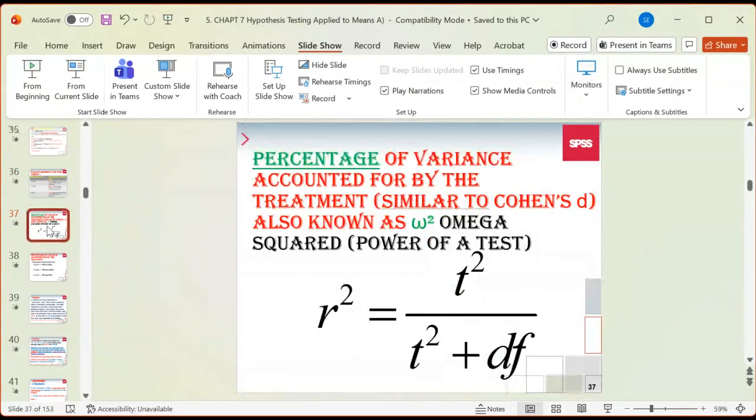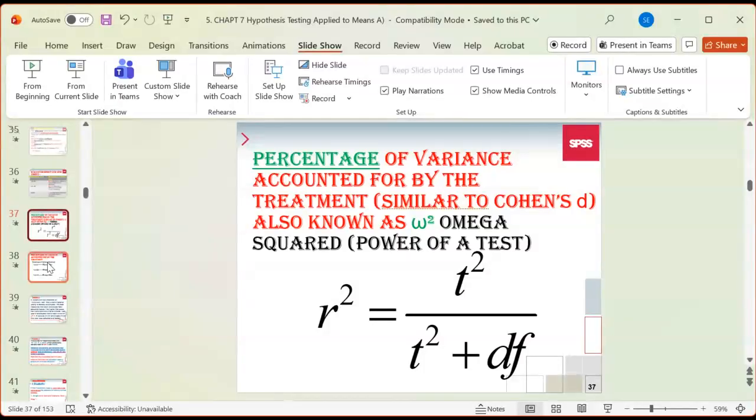For R square, same thing. For the t-test we use R square, but for other test statistics we use, for example, omega square, which is pretty much the same. And we'll talk about that when we get there.